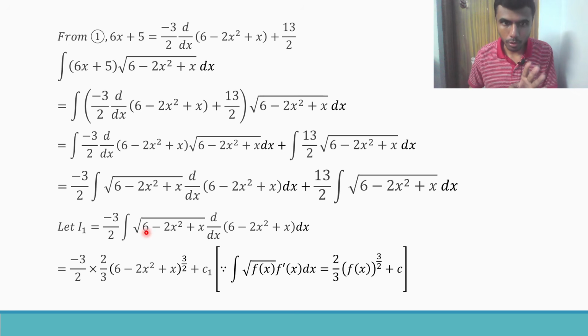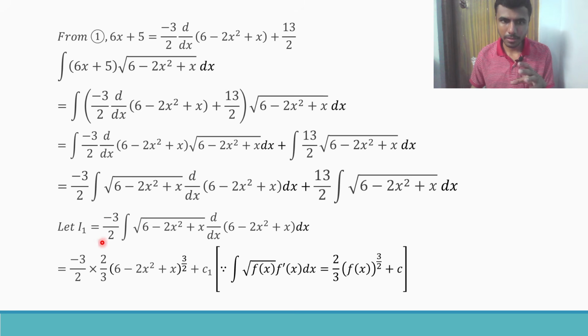See, we have root of 6 minus 2x square plus x, which means root of a function, root of f of x, into the derivative of that function. You see, it's matching: root of that, and then the derivative is the same. So likewise, root of a function into f dash of x, the derivative of the function, the answer is 2 by 3 f of x power 3 by 2 plus constant. So here my f of x is this 6 minus 2x square plus x.